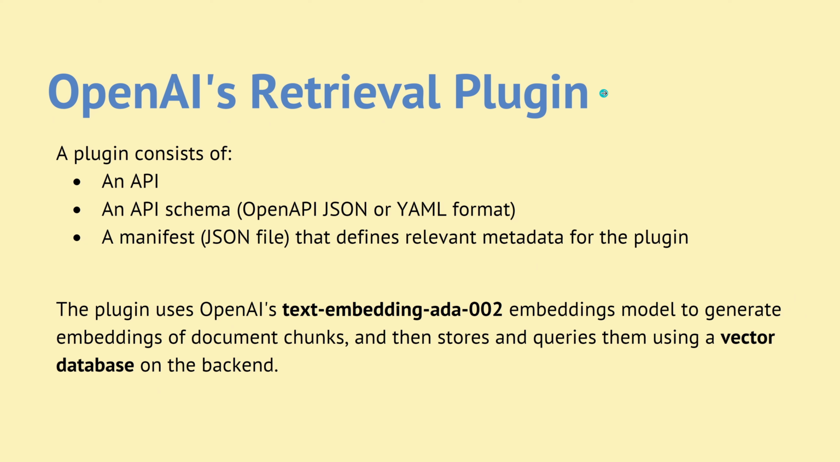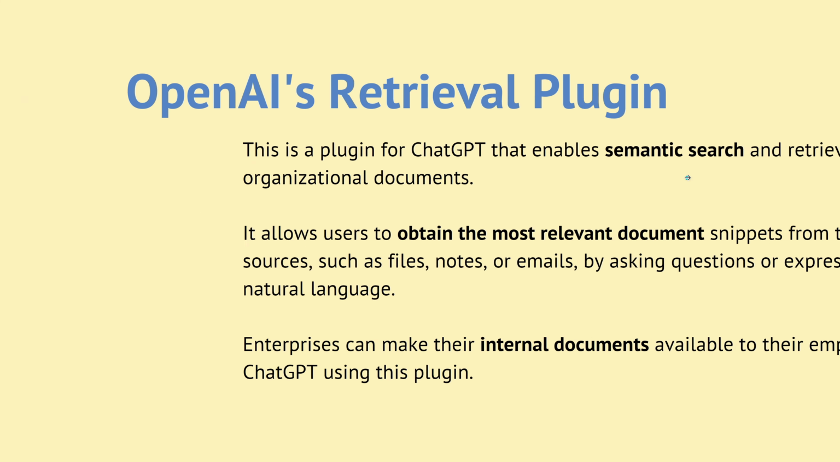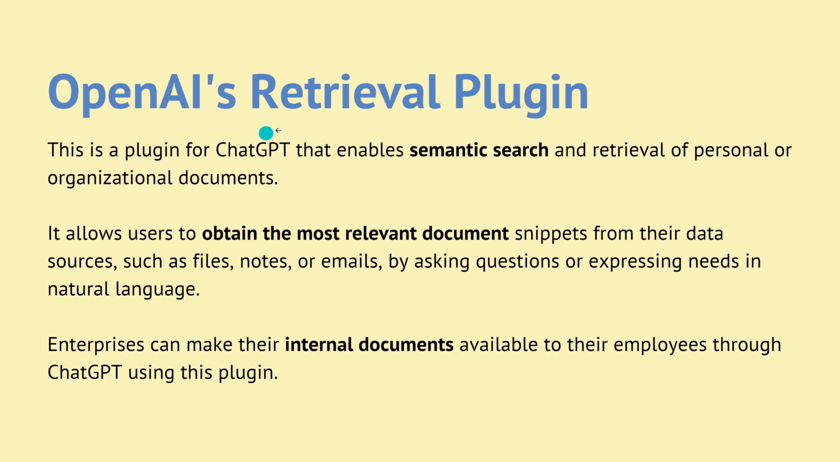Now, a plugin in itself is rather easy. A plugin consists of an API schema, either in JSON or in YAML, and a manifest. This is simply a JSON file that defines the metadata for the plugin. And if we are talking here about OpenAI's Retrieval plugin, it uses a specific system, and this is the text-embedding-ada-002 embeddings. Beautiful. So the OpenAI Retrieval plugin uses semantic search. And this is why we have to use vector databases or vector stores.